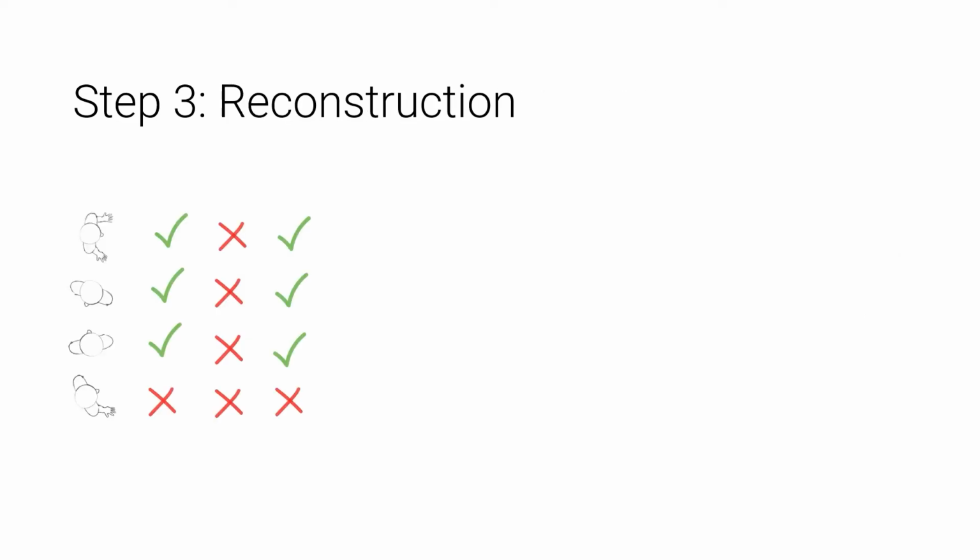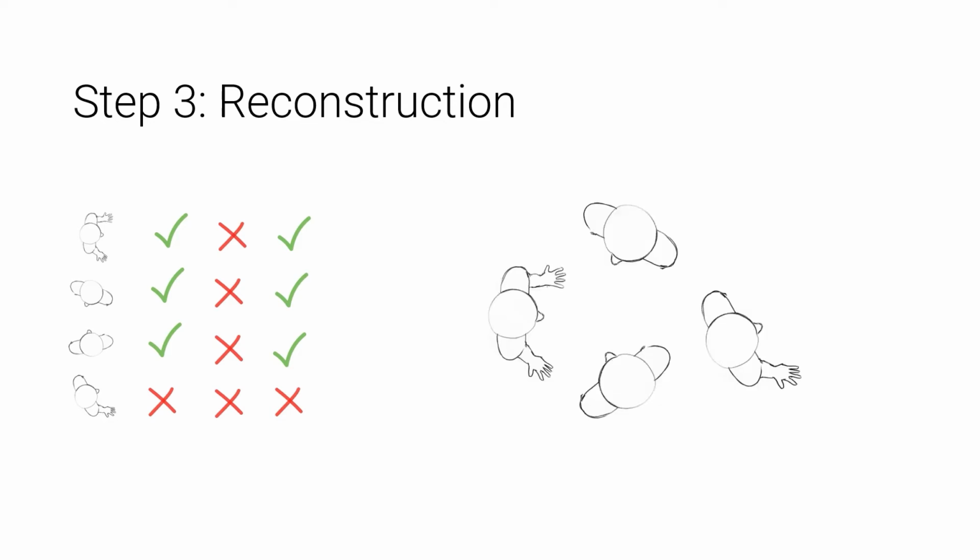Last, the algorithm reconstructs the pairwise data into sets using voting scheme. So if the input to the algorithm is going to be these four people, the output of the algorithm is going to be highlighted people.